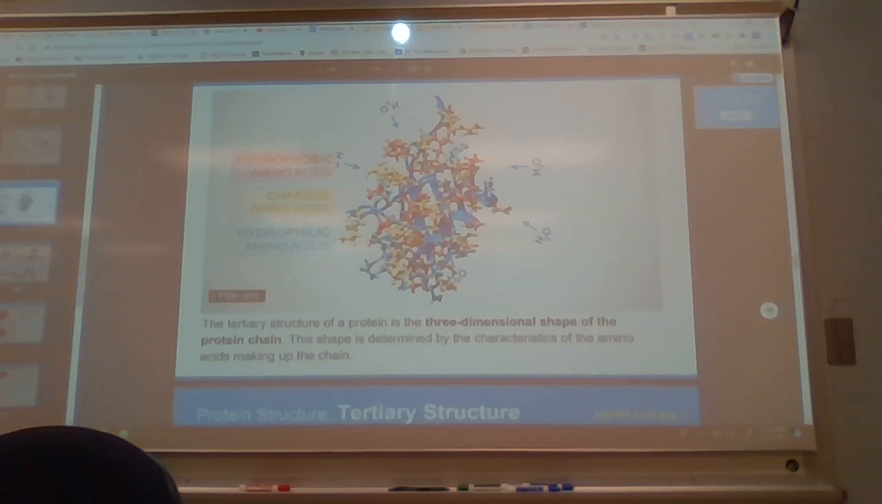So I don't know how well you can see this, but can you see a helix? There's a helix here, and you can see a beta pleated sheet back here. So those secondary structures you're going to see within this tertiary structure. Okay, so this is just another folding on top of the folding.